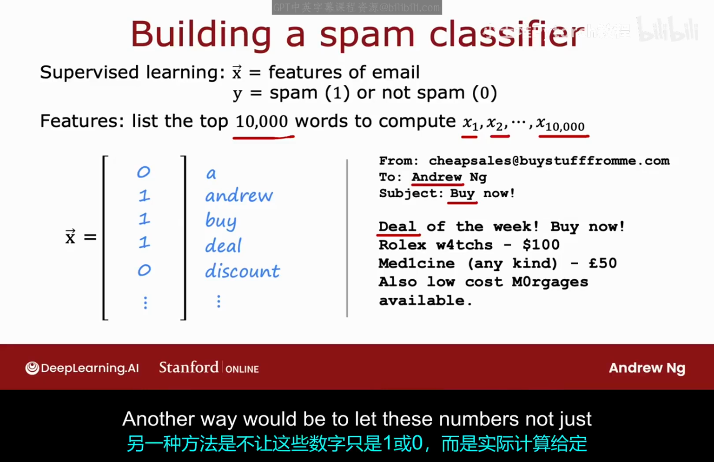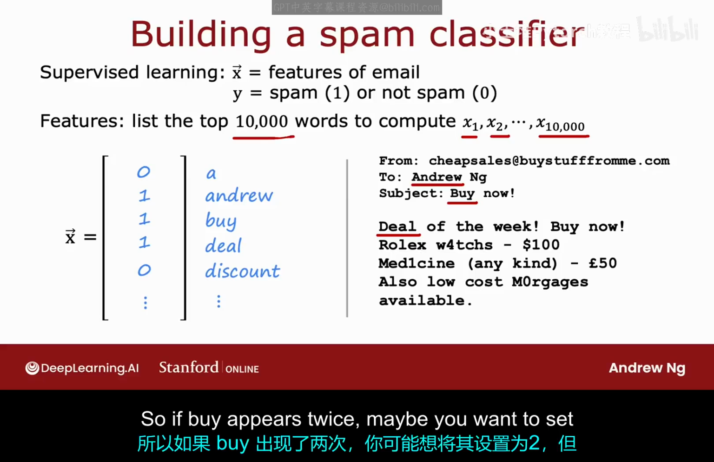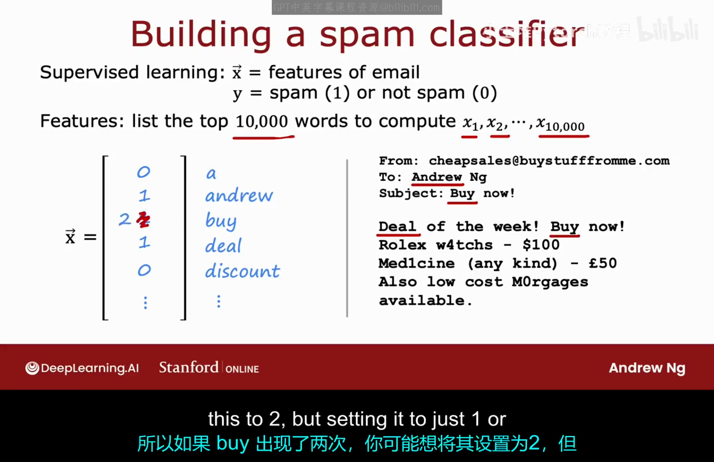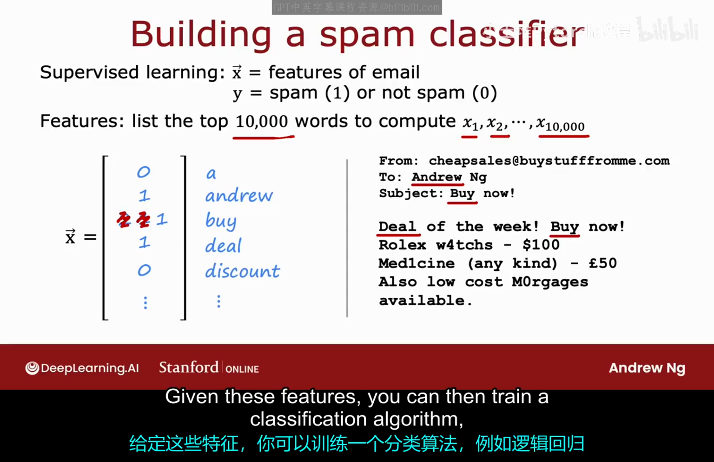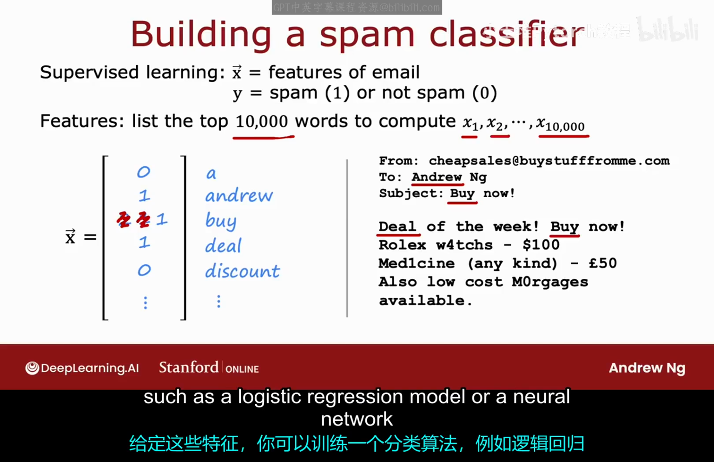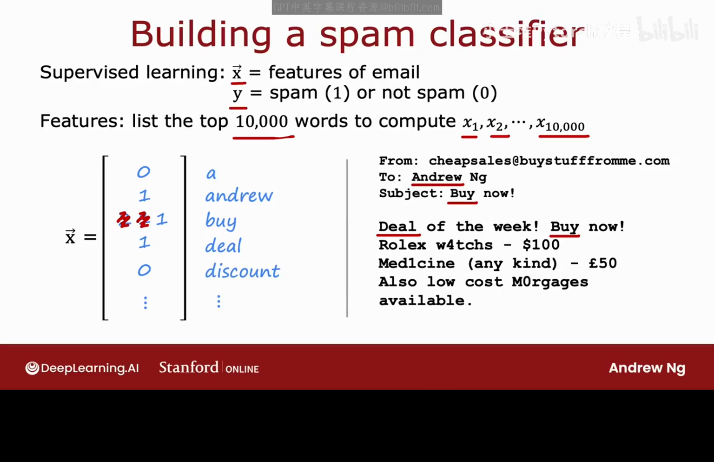Another way would be to let these numbers not just be 1 or 0, but actually count the number of times a given word appears in the email. So if buy appears twice, maybe you want to set this to 2, but setting it to just 1 or 0 actually works decently well. Given these features, you can then train a classification algorithm, such as a logistic regression model or a neural network, to predict Y given these features X.